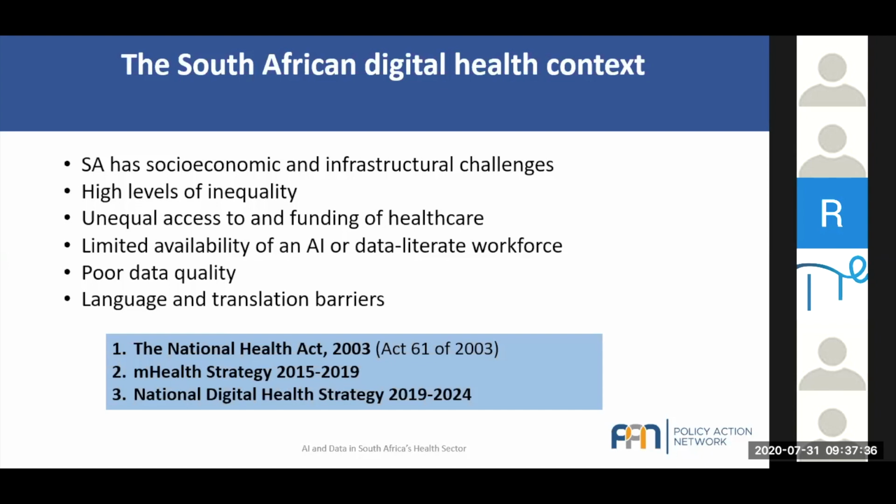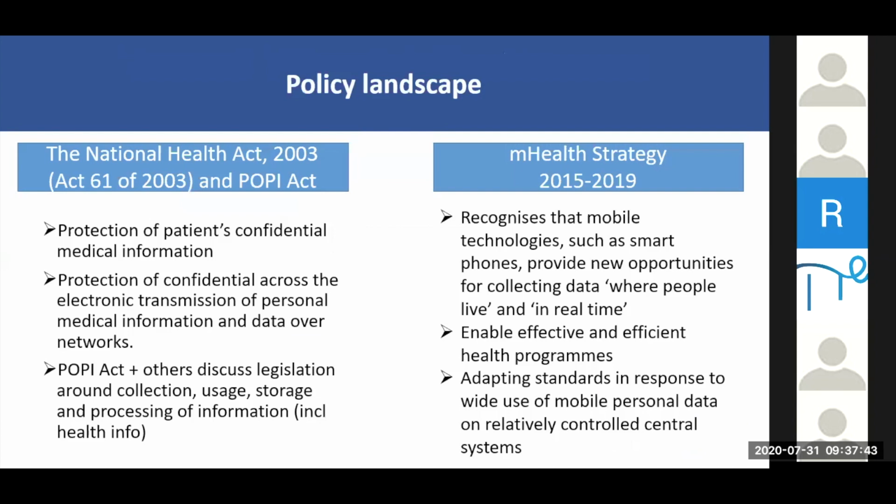Luckily, we are not starting from scratch, and there are 3 pillars upon which we can build new policy. That's the National Health Act of 2003 with the POPI Act. And these speak about protecting confidentiality across even electronic transmission. And they speak about legislation around the collection, usage, and storage of information. And the mobile health policy, which spans between 2015 and 2019, speaks to mobile technologies and the smartphone as a tool for collecting data in real time. And that's a pretty good step, considering our AI data in health is going to be in real time. And so these policies need to be adapted and built upon.